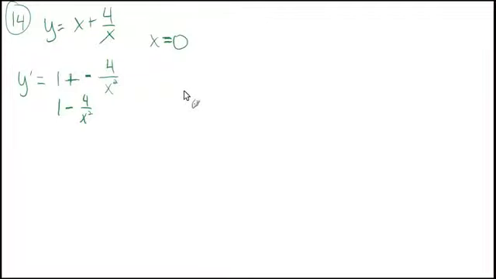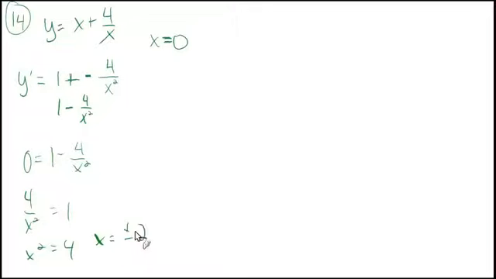That's an interesting thing. So then we also want to find out when the derivative is equal to 0. And let's see, 4 over x squared equals 1, x squared equals 4, x equals plus or minus 2. So here we have critical values, here we have a critical value. Now keep in mind, all it's asking us is to find the intervals where the function is increasing or decreasing. That's all it's asking for.